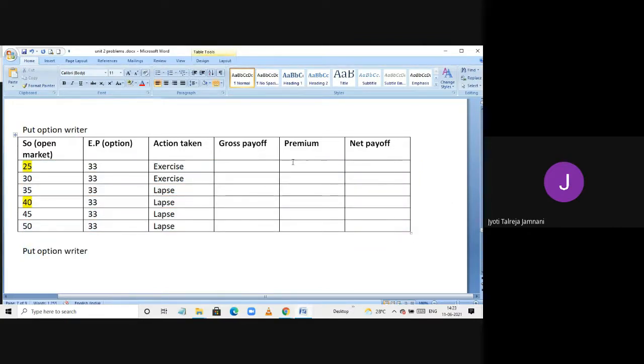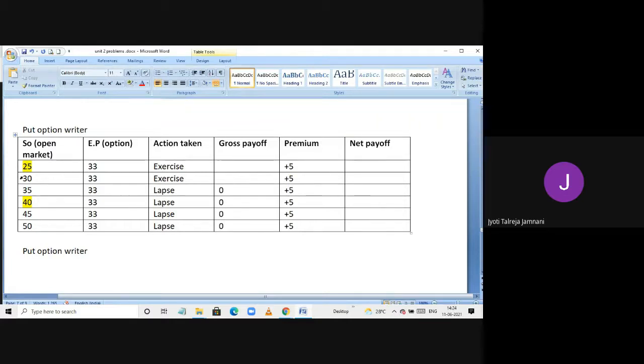For the put option writer, plus 5 will be the premium, because that person will receive the premium when Mr. A is giving it. Whatever action is taken by Mr. A, the same thing will be followed by the writer. He doesn't have the right to decide whether he wants to sell or not, so he has to simply follow. Whenever the option lapses, he has no profit, no loss. When it gets exercised, A will gain, which means the writer will lose.